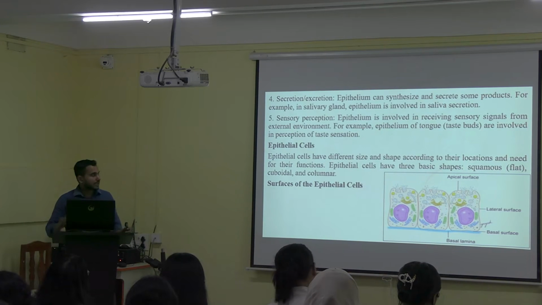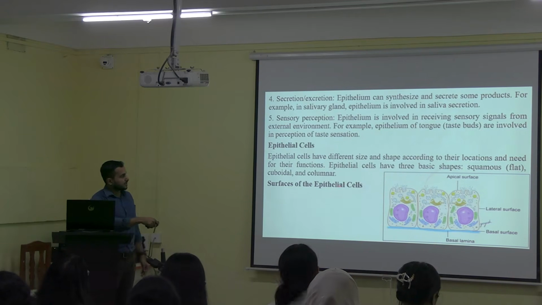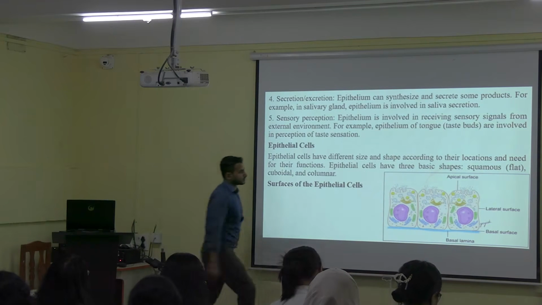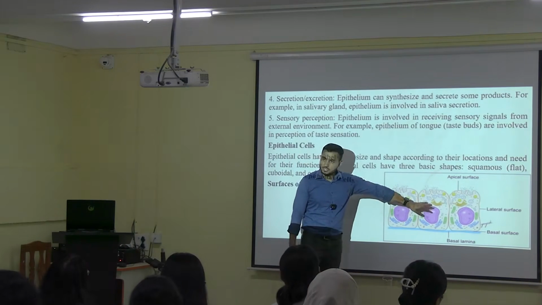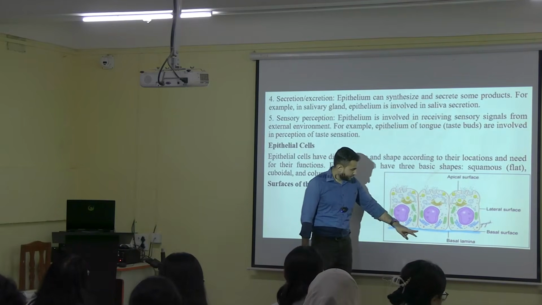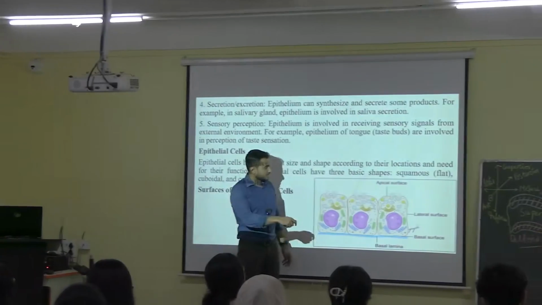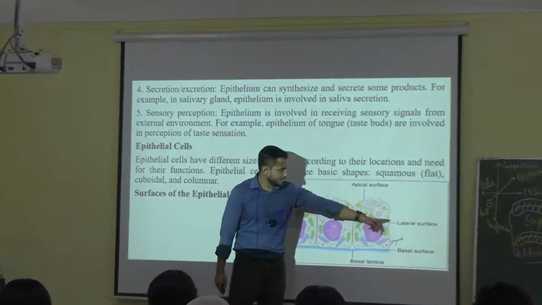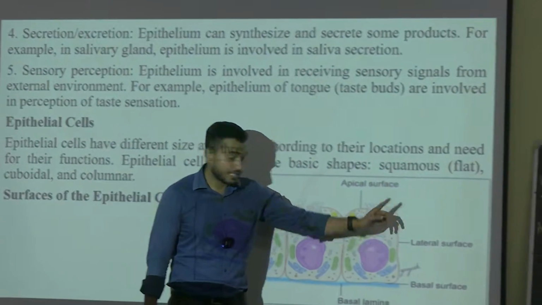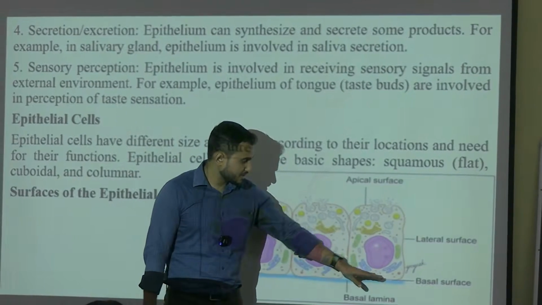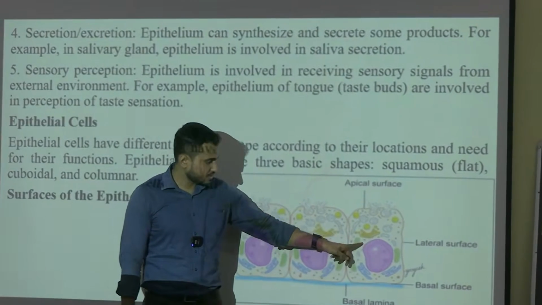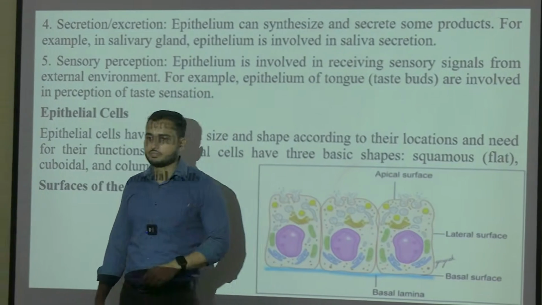Okay, next you can see the surfaces of the epithelial cell. So these are the epithelial cells. Okay, now here you can see this is the basement membrane. Three surfaces are there. This is the apical surface. Okay, this is the lateral surface where one cell is attached to the another cell, and this is the basal surface. Now this basal surface will attach to the basement membrane.